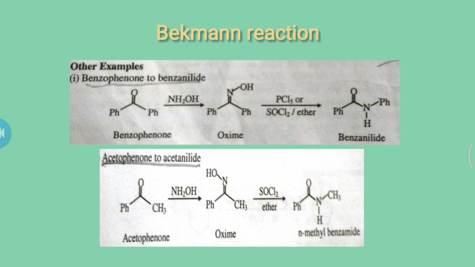So here is another example of the Beckmann reaction: benzophenone to benzanilide. Okay, anilide means an amide group is present. Benzophenone converts to benzanilide. So in this first reaction, benzophenone, both groups attached to the carbonyl group are similar: phenyl and another group are also phenyl.